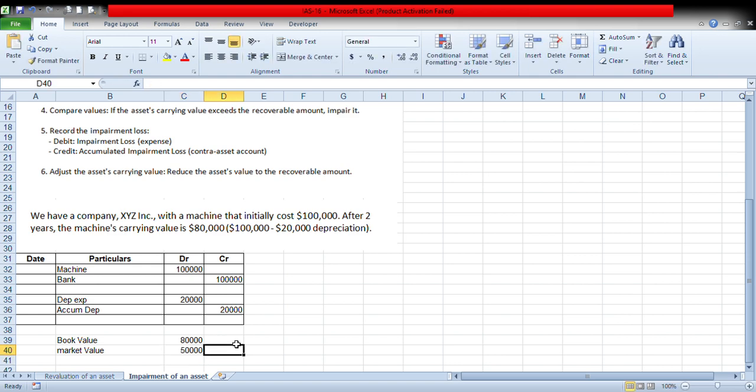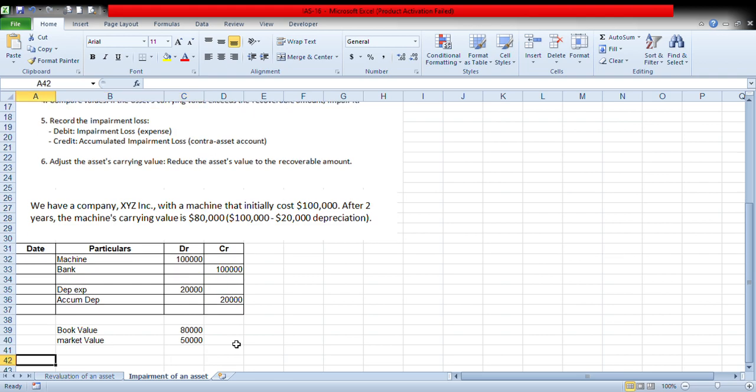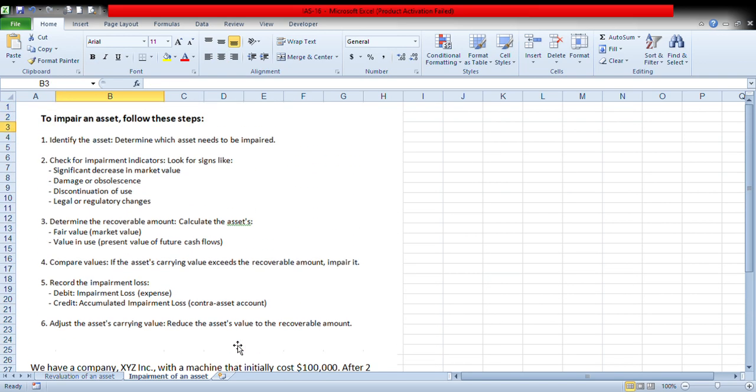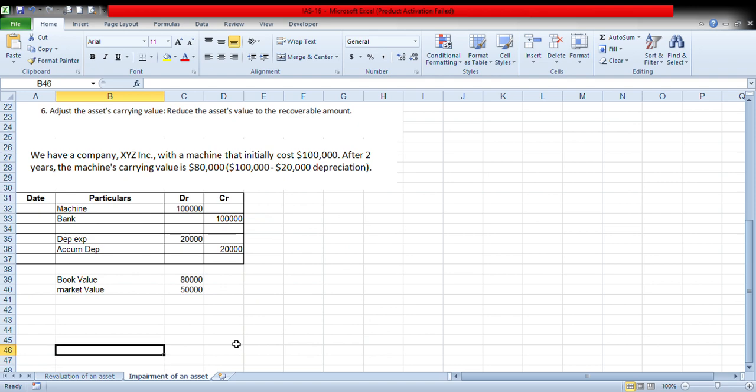So it is less than the book value. So let's go to the impairment test. Step 4: compare the values. The book value is greater than the market value. Whenever the book value, meaning carrying amount, is greater than the fair value or market value, we have to record the impairment loss, because book value is 80,000 and market value is less than that.